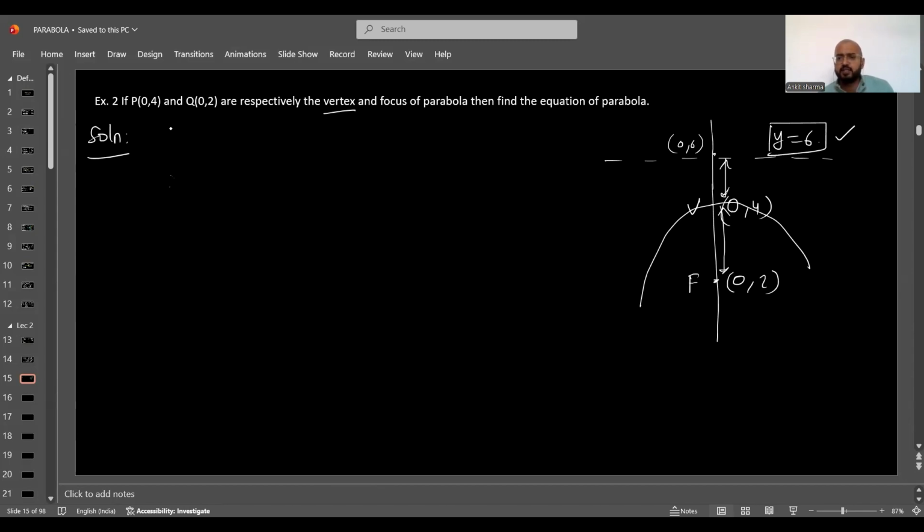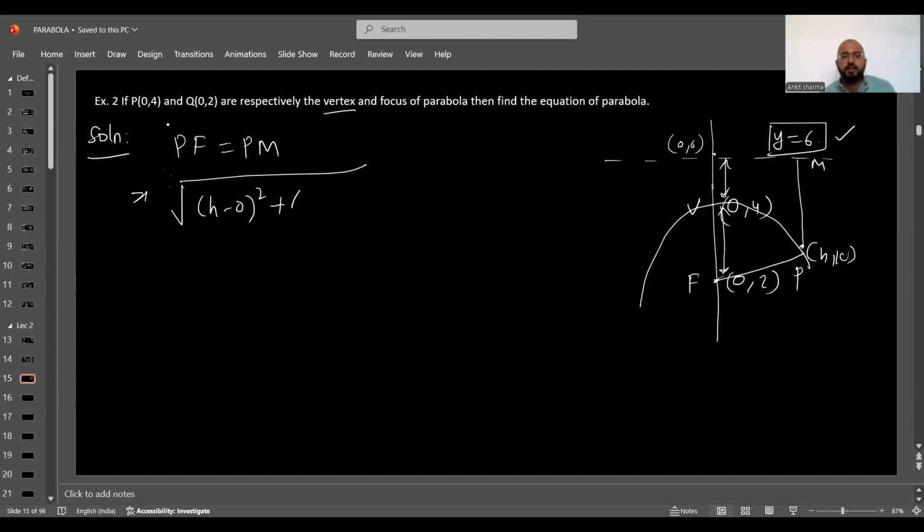So now I have the focus and directrix property exactly the same as before. Say this point is (h, k). This is the focus F. Sorry, the point I have taken is P, not S. Take this point as P. So I know that PF is equal to PL, the perpendicular distance. So just simply apply this. PF is going to be the square root of (h minus 0) square plus (k minus 2) square, equal to PM, which turns out to be what?